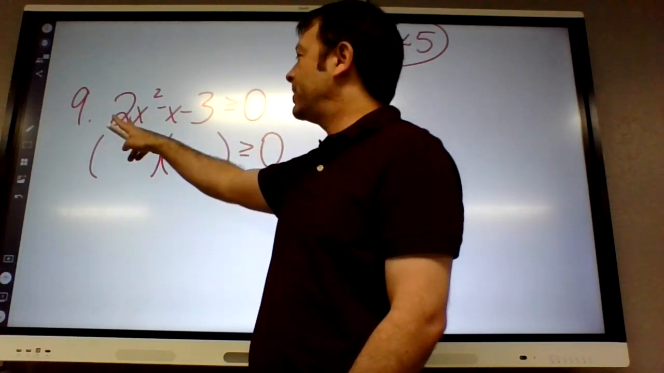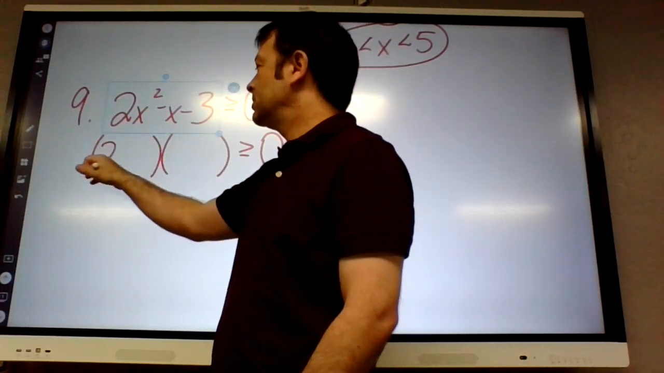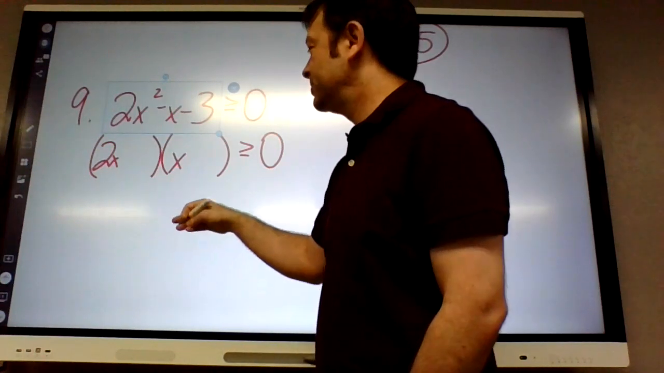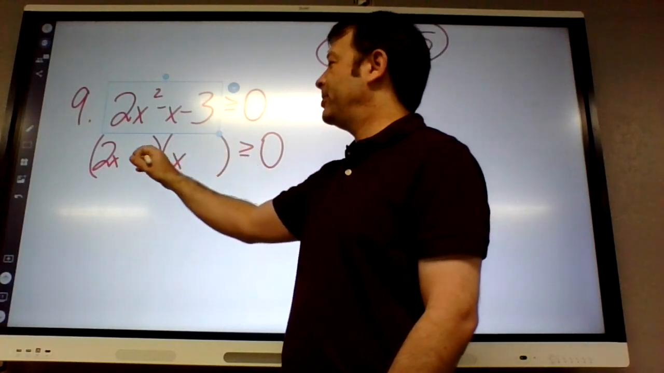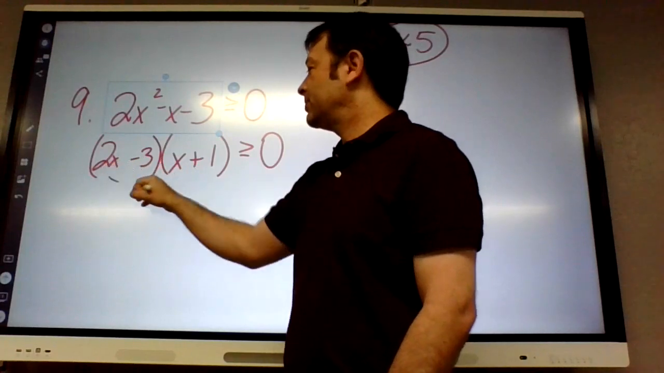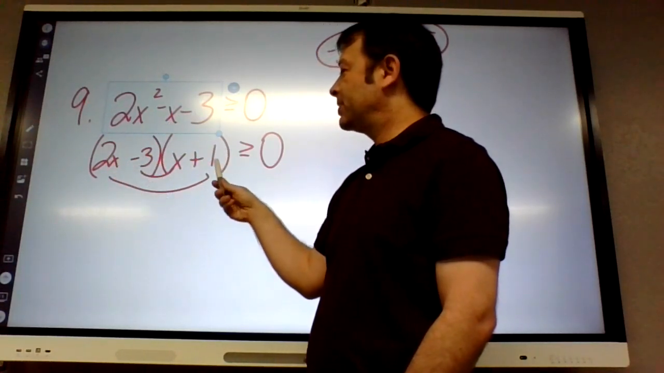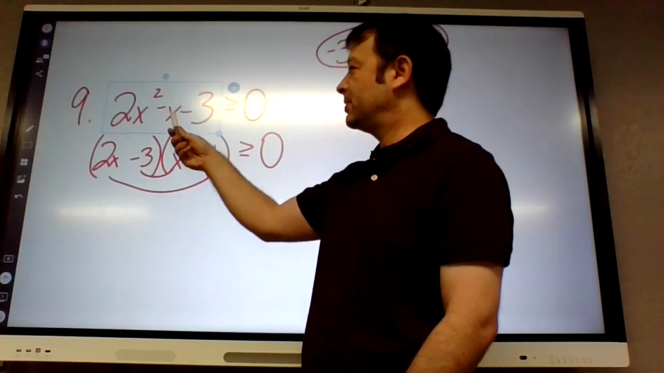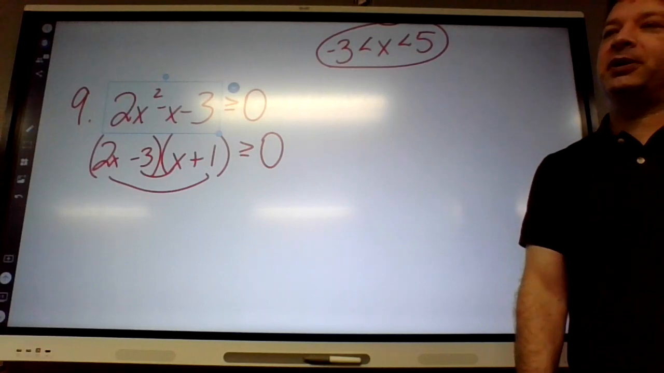Okay, so how does this factor? What goes into 2x squared? 2x and x. 2x times x. What goes into negative 3? Negative 3 and 1. Remember you have to put it so that when you FOIL it, outside and inside give you this middle term. So 2x minus 3x is negative 1x.